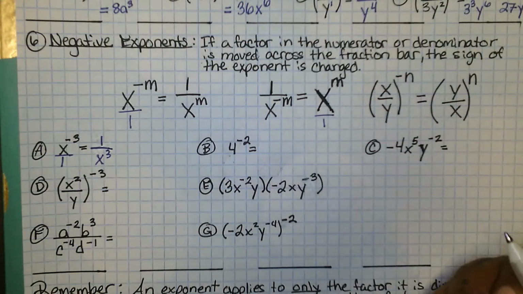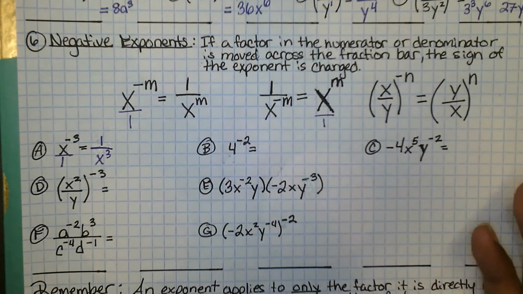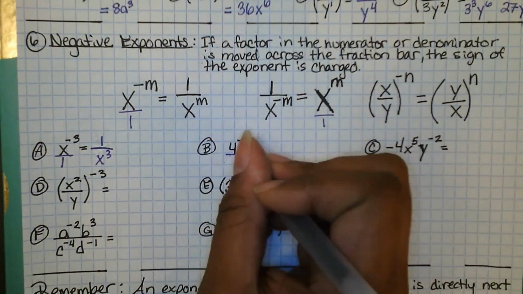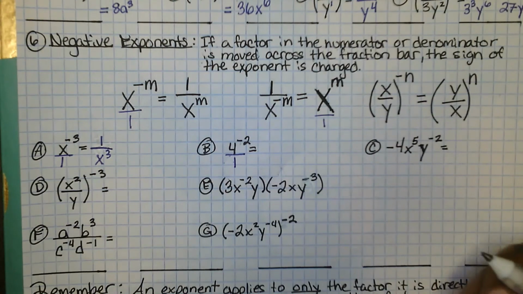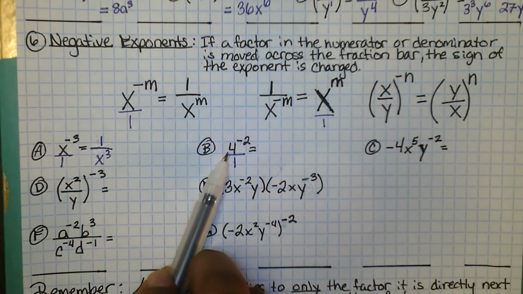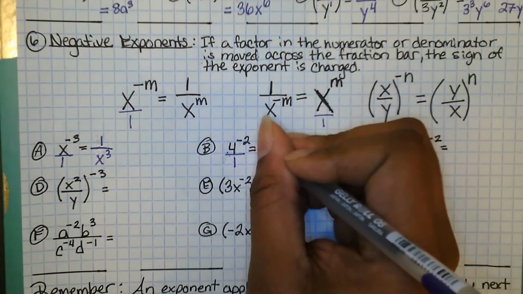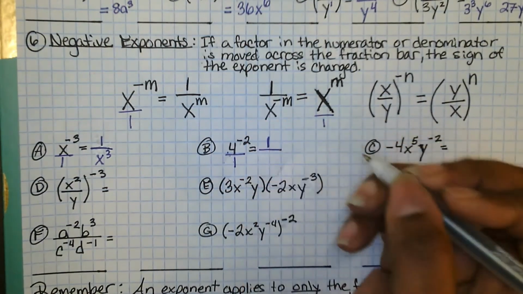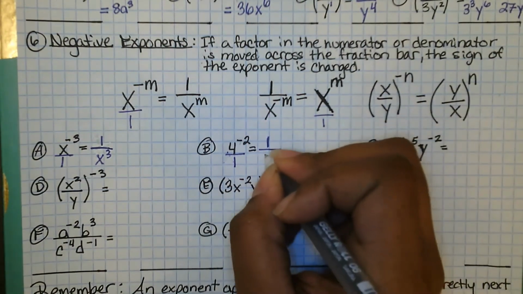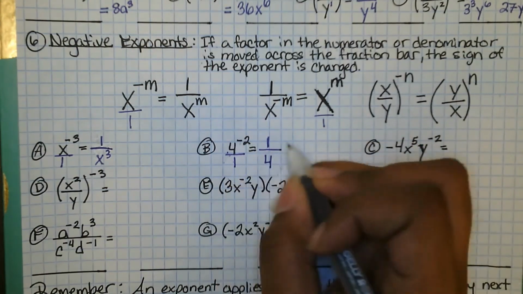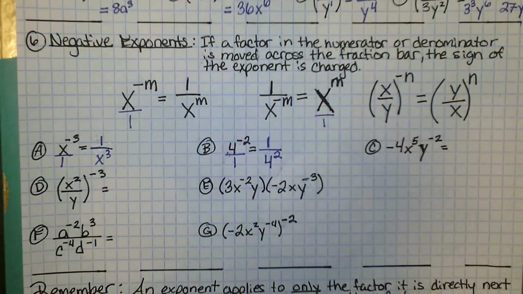Same thing in example B. We have 4 raised to the negative 2 power. So this is technically in the numerator. So that means our base, the 4, really belongs in the denominator. So we're going to put a 1 at the top as a placeholder and move the 4 down. But instead of writing a negative 2, we're going to make our exponent positive because the 4 is now in its correct spot.